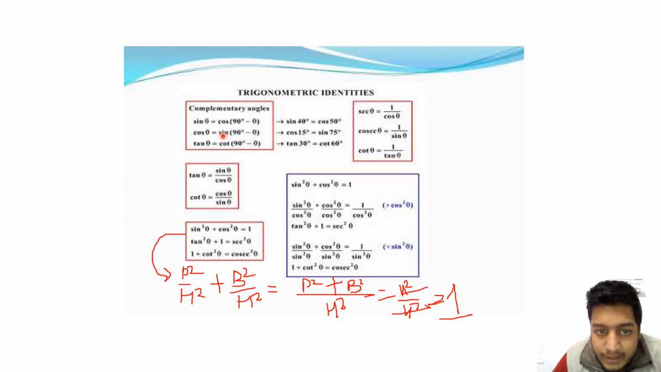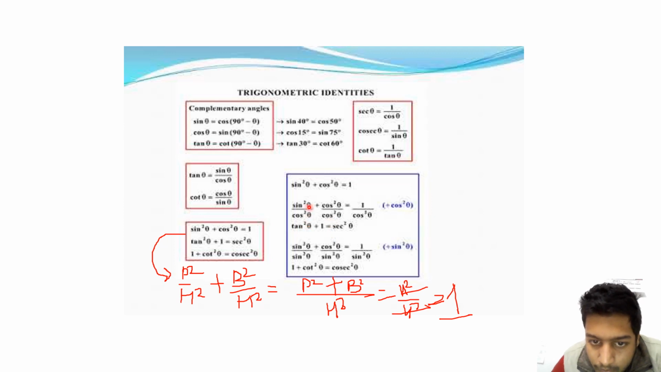Okay, sine theta is equal to cos(90 minus theta), cos theta is equal to sine(90 minus theta), tan theta is equal to cot(90 minus theta). Basically, these things you will learn in higher classes, but you can remember these formulas for solving questions, as they are very necessary.